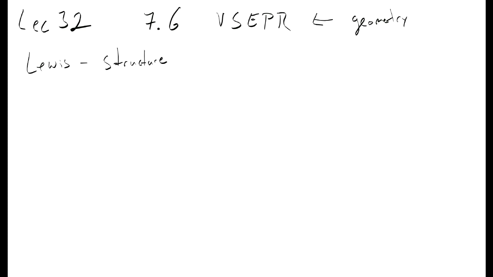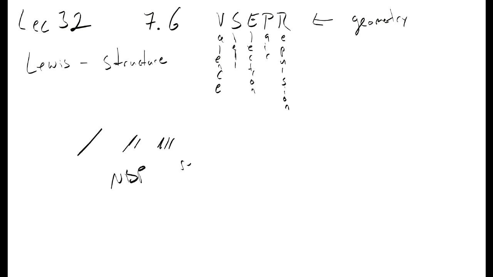So VSEPR stands for valence shell electron pair repulsion. Okay? So it's talking about electron pairs in the valence shell, and they're repelled by one another. Okay, so bonds, double bonds, triple bonds, and non-bonding pairs repel one another.